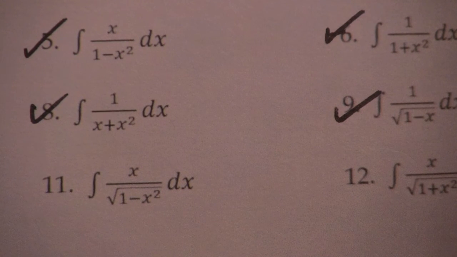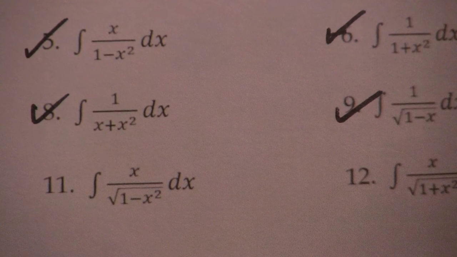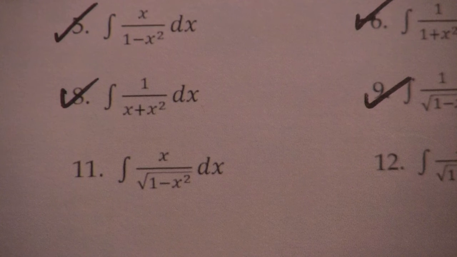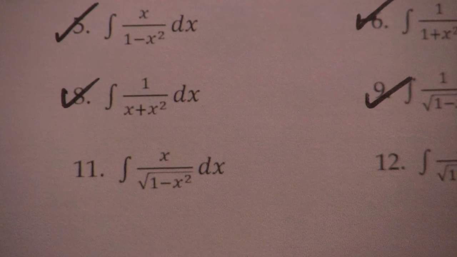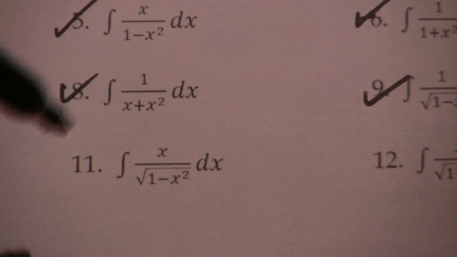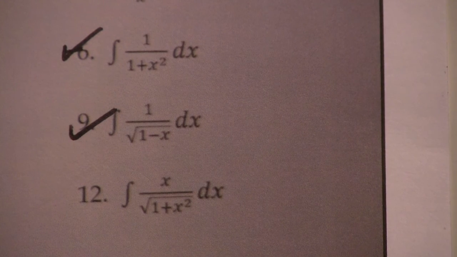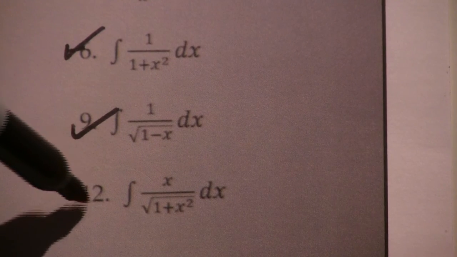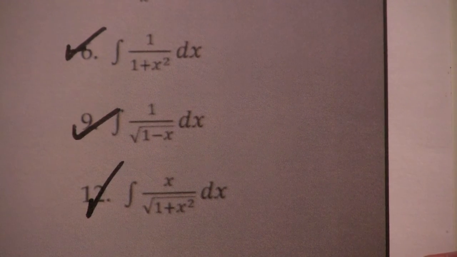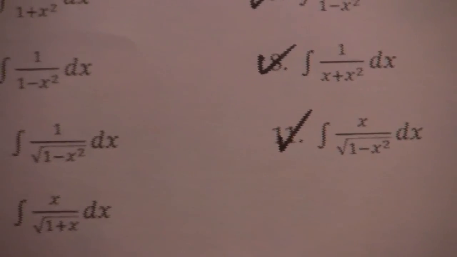How would you do number 11? This would be a u substitution. What would u be? U is 1 minus x squared. Very good. Check that one. Number 12. Again, another u substitution would work. What is the u substitution? It's 1 plus x squared.